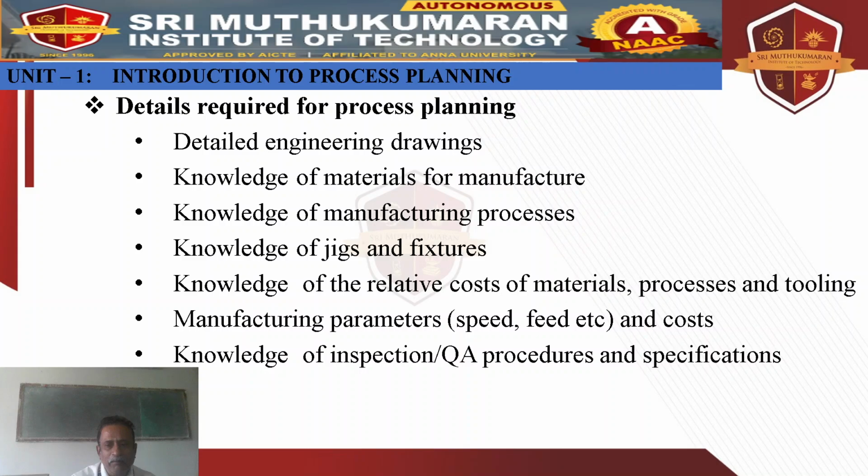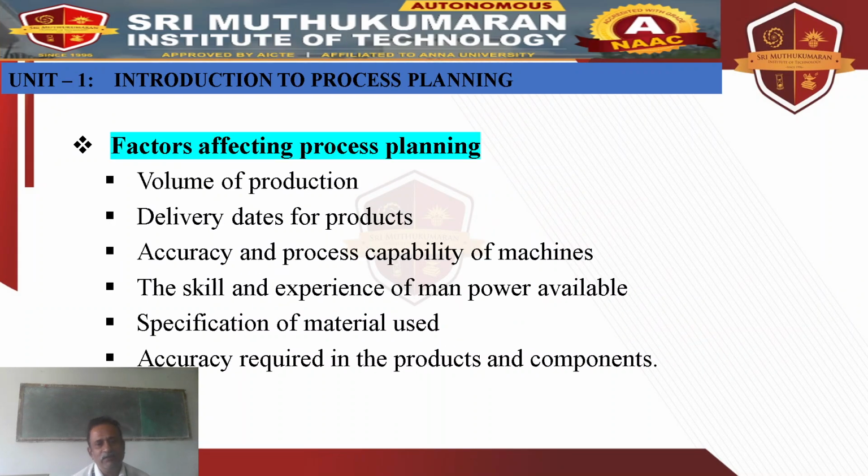So manufacturing parameter details: speed, cutting speed, feed and depth of cut, and also knowledge of inspection, quality assurance procedures and specifications. The factors affecting process planning are, first, volume of production. If the volume of production is more, a plenty of components has to be produced, you can go for costly machines, computerized machines, automatic production. If the volume is less, then we can go for conventional machining operations.